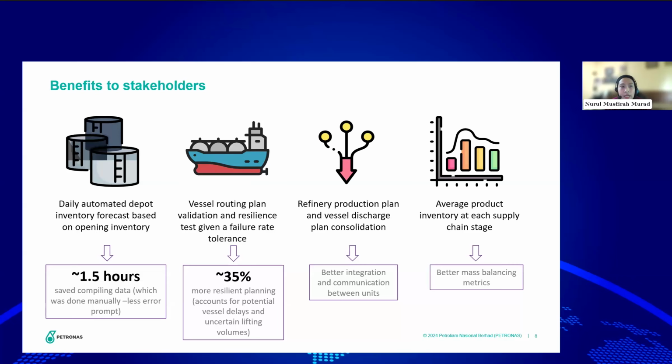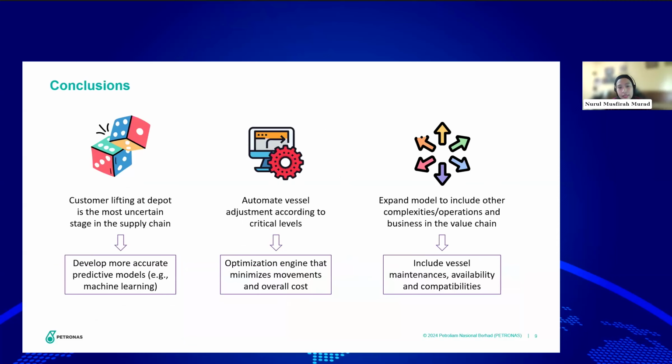And the last one, the simulation offers metrics that didn't exist before, such as mass balance. So the planner can now know the volumes for each product and date at each stage of the value chain. And then next slide, Mark.